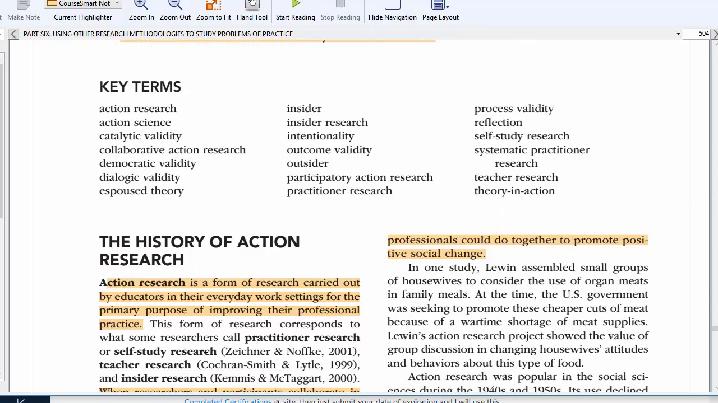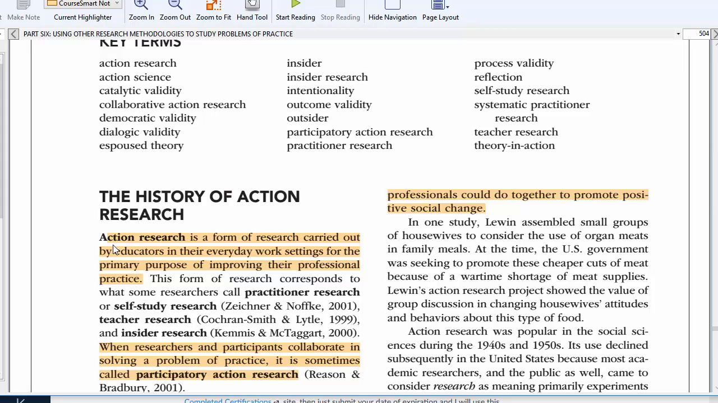But I'm just going to digress on this first one because it's what the whole chapter is about. And that's action research is a form of research carried out by educators in their everyday work setting for the primary purpose of improving professional practice. Many of you commented in your introductions that this is what you hoped you would get from this class: how to do better research with your students, not just imparting to them how to do research, but with your students, how to inform your teaching so that you can be better.